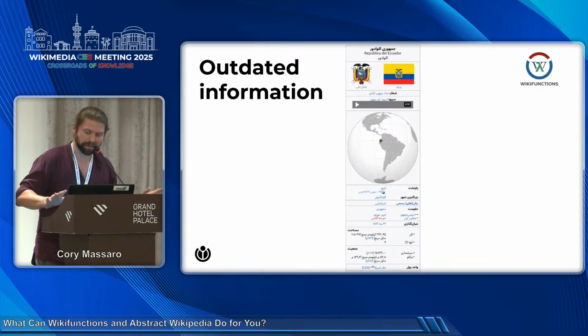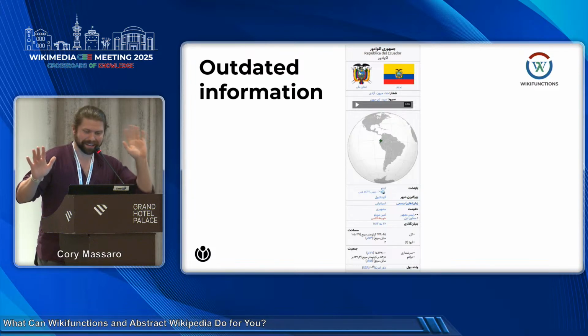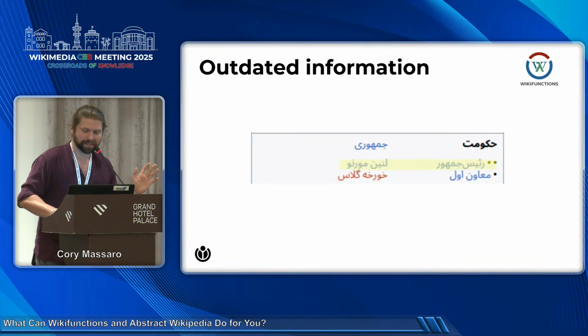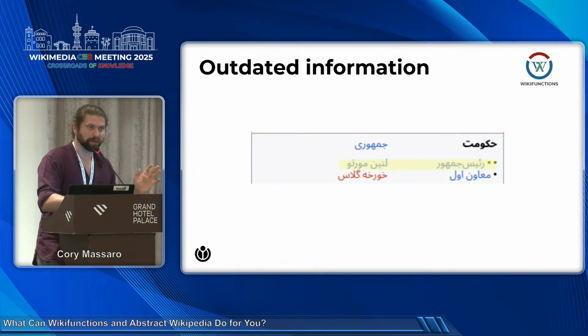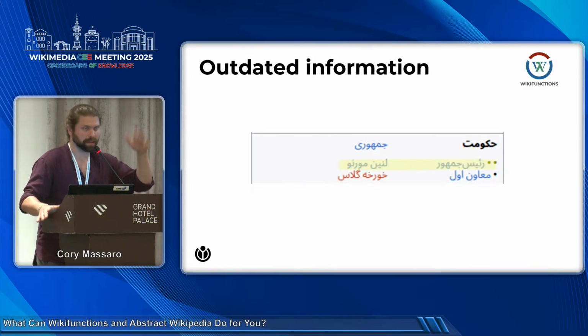This is just an example I really like because I found it. So I was looking in 2021 at the Wikipedia article for Ecuador, and I saw that the president was out of date. So, Lenin Moreno. This was wrong. This was wrong because Ecuador just had an election. And I went, well, surely somebody will get to it. And nobody got to it for like 3 years, and I don't speak Persian natively, so I was like, it's not my place. So I just watched.